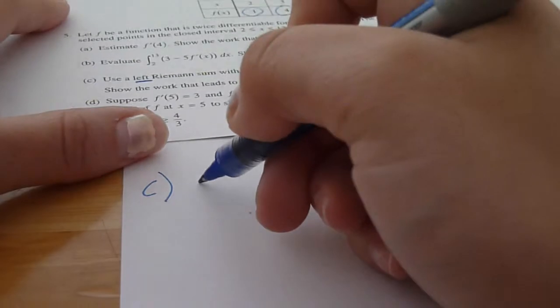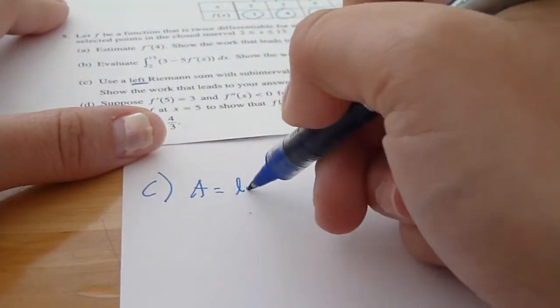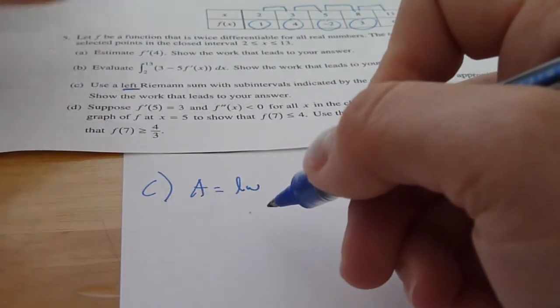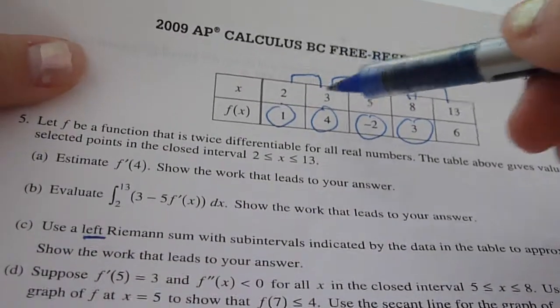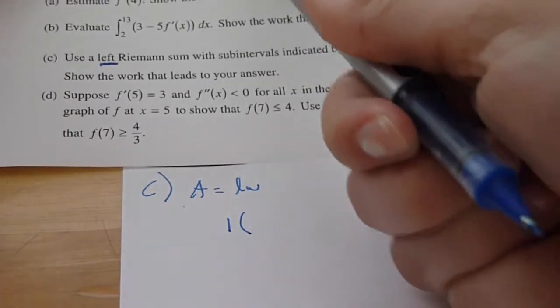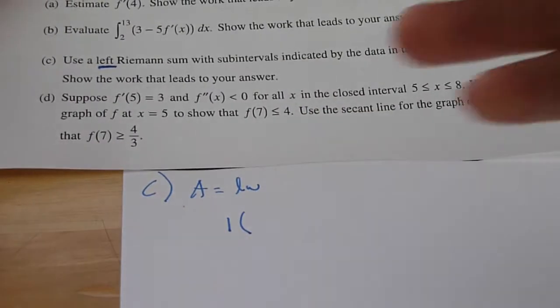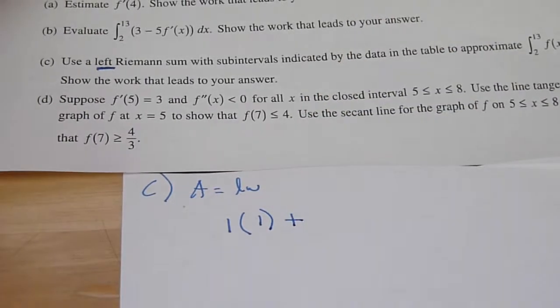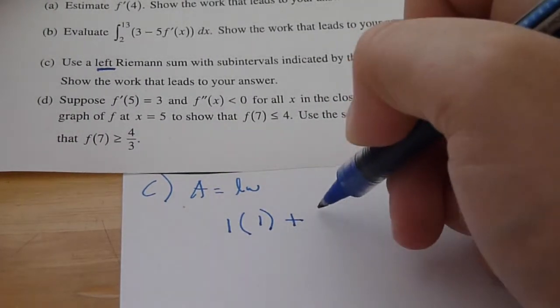Right, and basically, let's just remember that area is equal to length times width. And so we're going to add all those up. So the difference between 3 and 2 is 1. And the left point associated with that is 1. And add the difference between 5 and 3, which is 2.